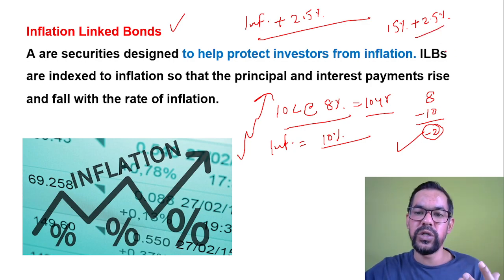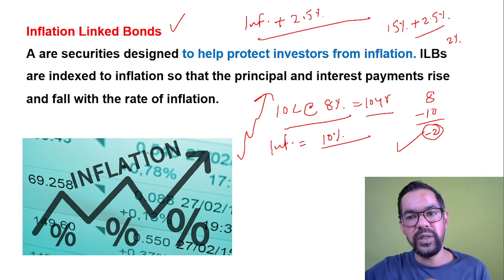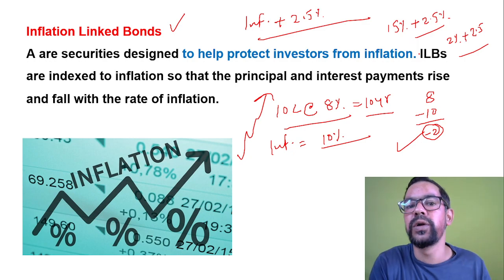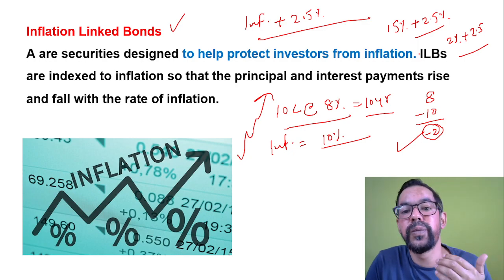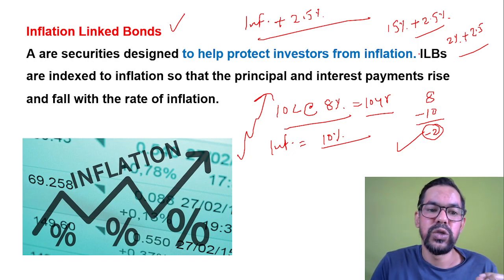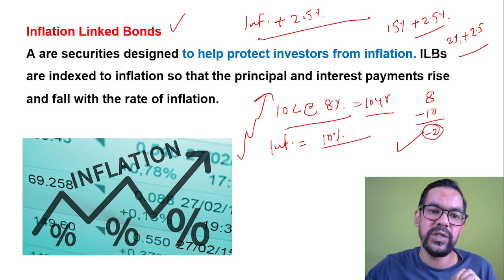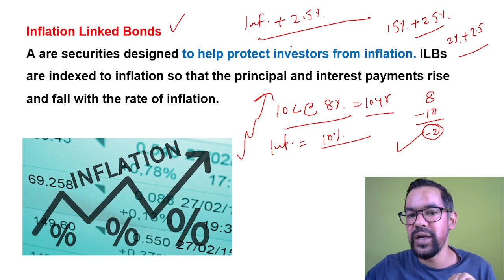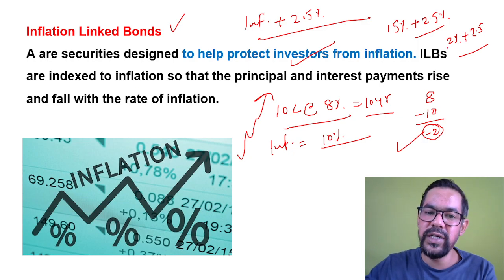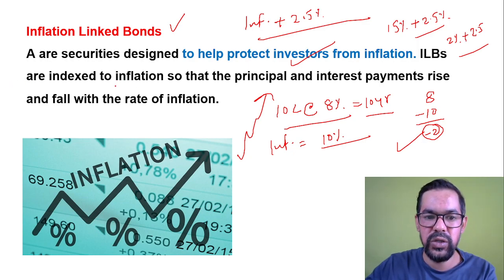If inflation was, suppose, 2%, then your earning will be 2.25 plus 2%, 4.25%. So here, by using this particular tool, they are generally protecting the investor's money from inflation. So inflation index bonds are securities designed to help protect investors from inflation. Inflation linked bonds are indexed to inflation, okay.